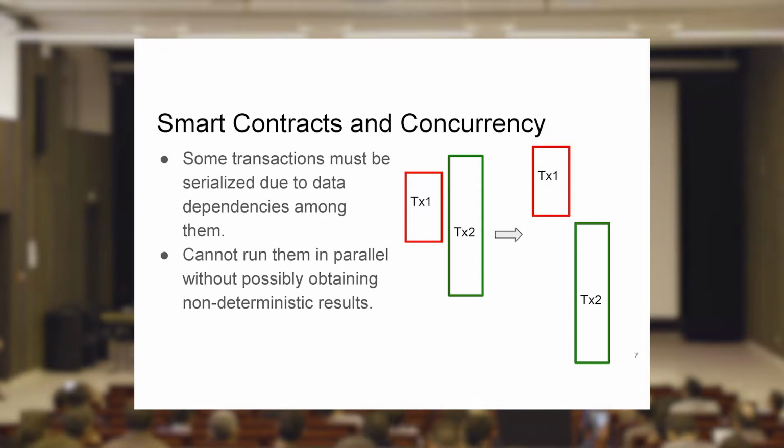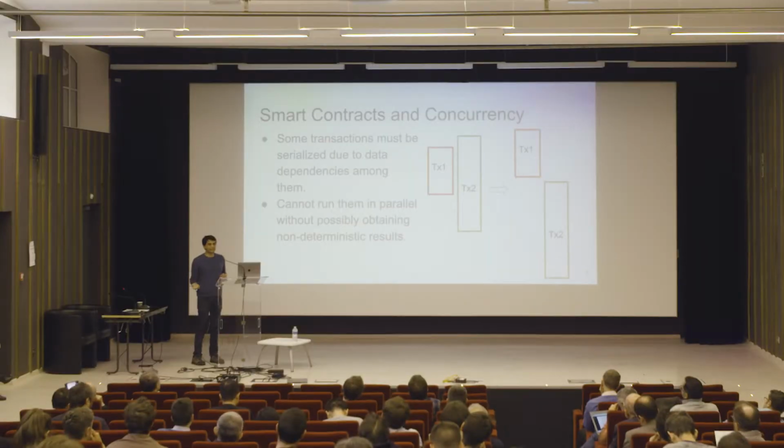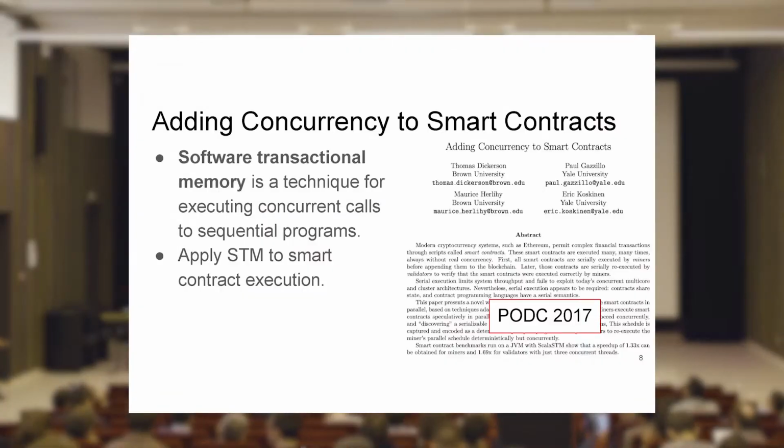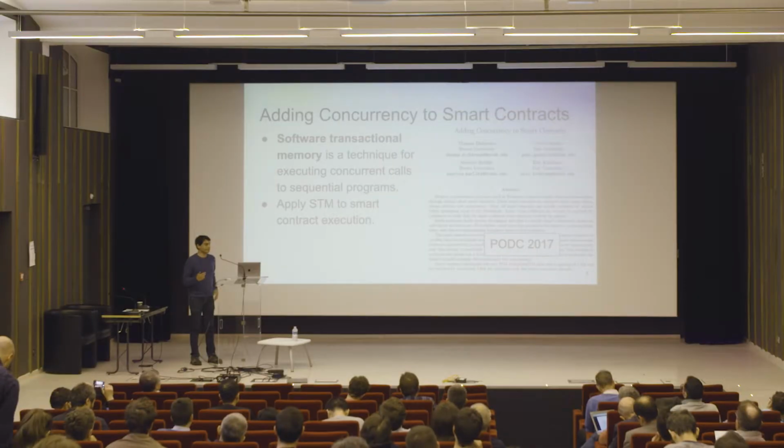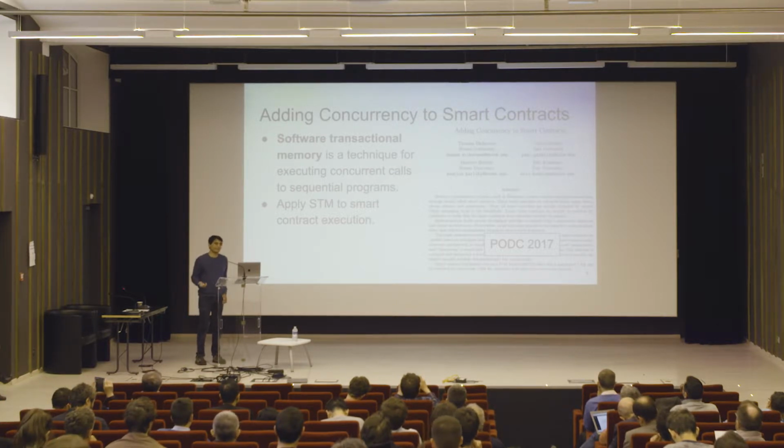So, for example, some transactions have to be serialized due to data dependencies among certain transactions. We can't run them in parallel because we could possibly get non-deterministic results when the validators come along and try and re-execute the same thing that the miners did. So there was previous work by Maurice and another of his students that was presented at PODC in 2017, which was about adding concurrency to smart contracts.